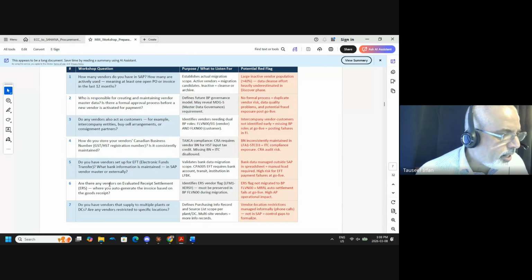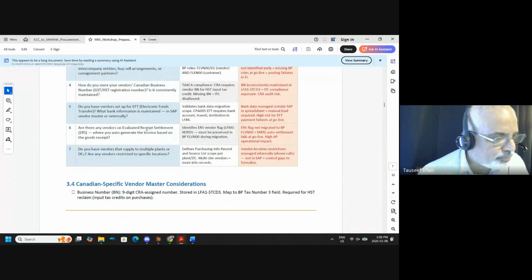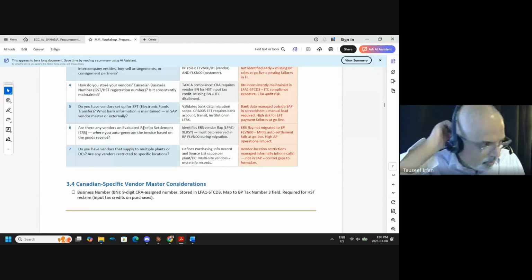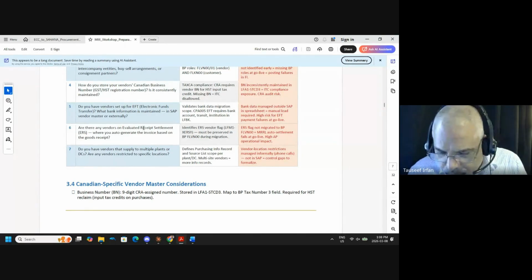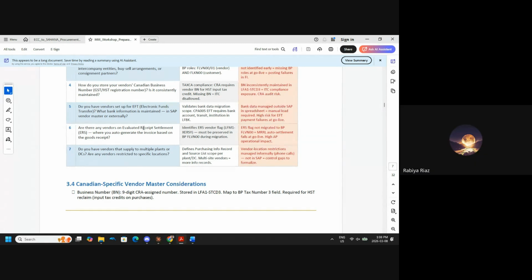Are there any vendors on evaluated receipt settlement where you auto-generate the invoice based on the goods receipt? Ravi, you remember ERS? Yes, sir. Okay, explain to me then why this question is important here. Sir, I couldn't remember.